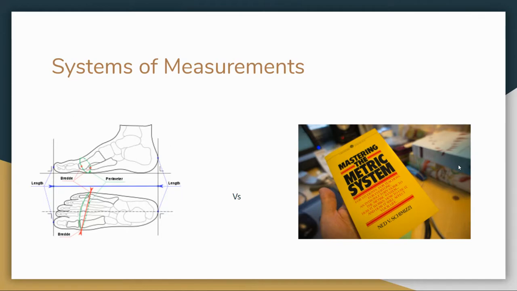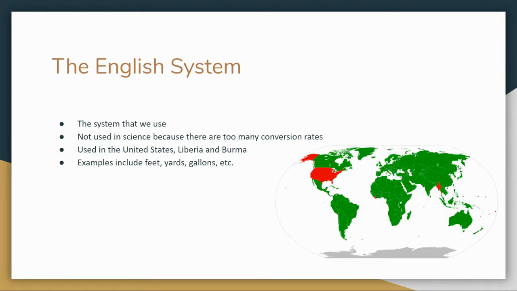With the system of measurements, we're going to look at the English system, which is what we use here in the United States, versus the metric system, which is what a majority of the world uses and what is also used in the science community. So the English system, like I said, is a system that we use here. It is not used in science because there are too many conversion rates. It's not a simple conversion, as you'll see here in just a little bit.